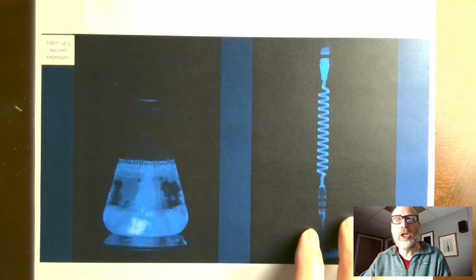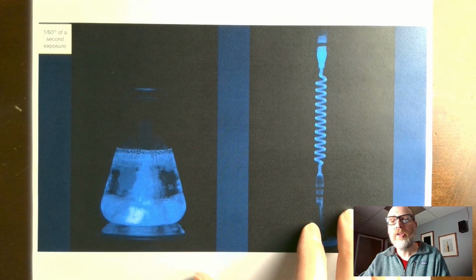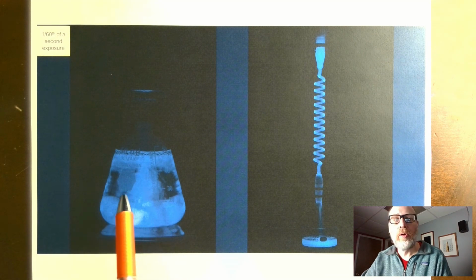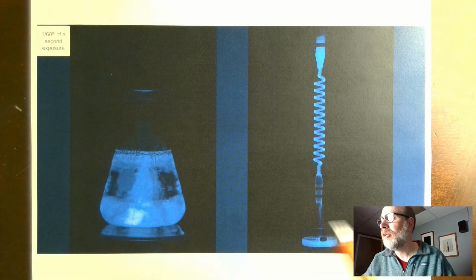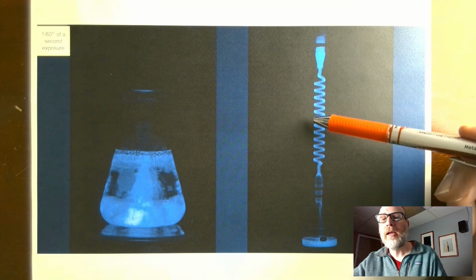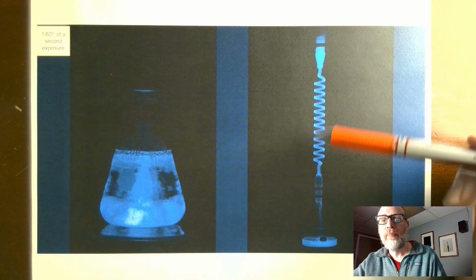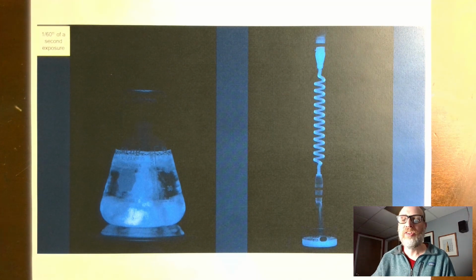Here's another picture of it. You've seen the demonstration already. You start to see that blue glow where that oxidation is occurring and where that relaxation is occurring. Here you can see that light flowing through that coiled condenser, that coiled glass tube.